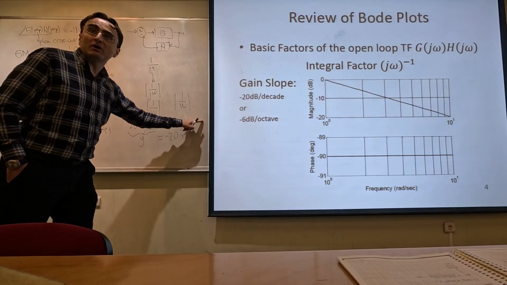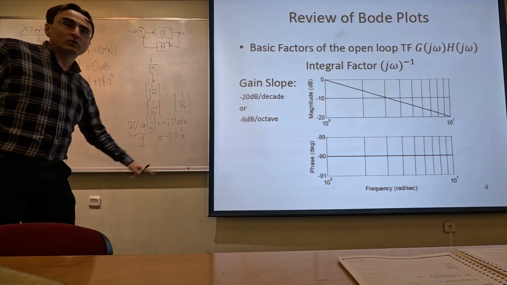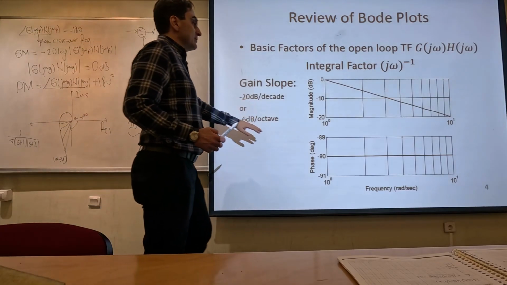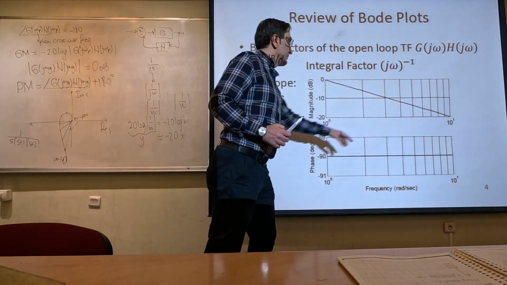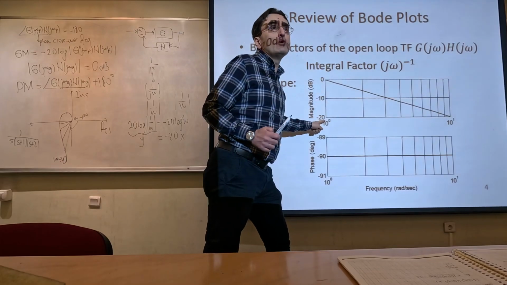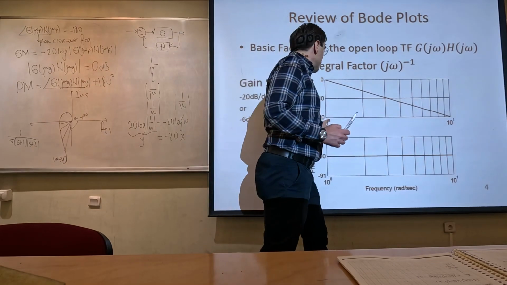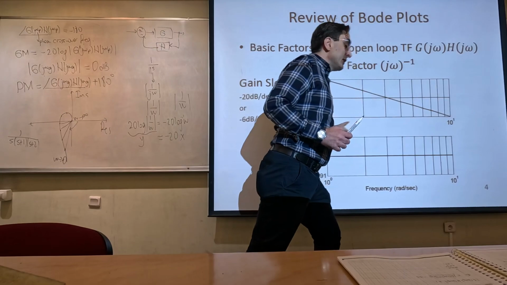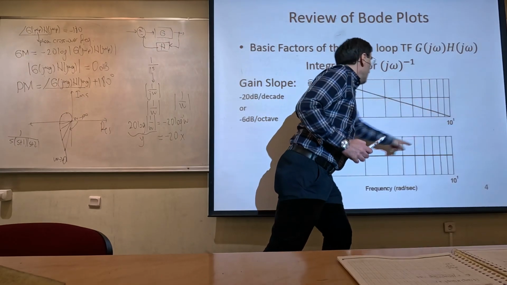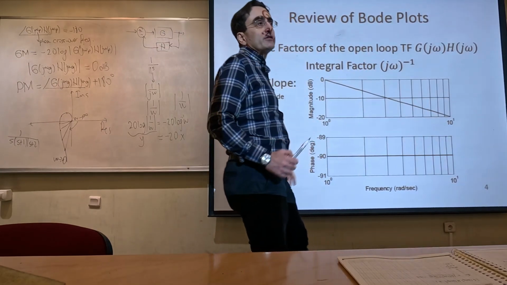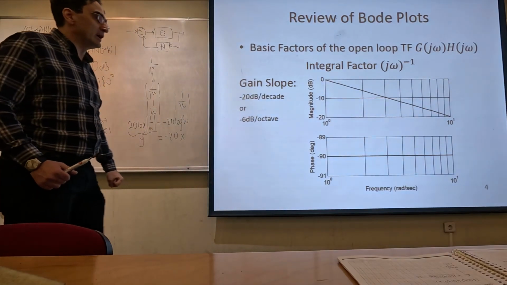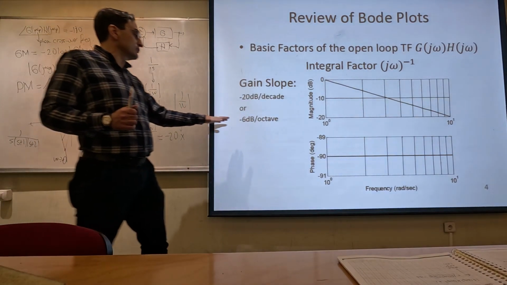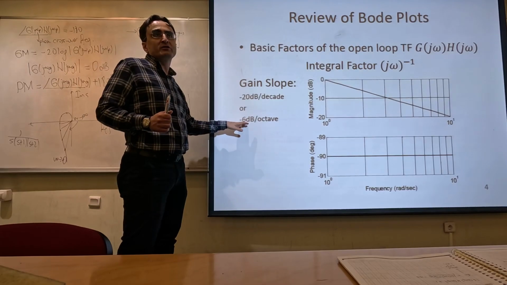I would subtract minus 20 from here. Okay, so that actually means that the slope in this case is going to decrease by 20 dB if I increase the frequency 10 times. Okay, if I increase the frequency 10 times, the dB magnitude decreases by 20. Okay, or sometimes it is called minus 6 dB per octave.